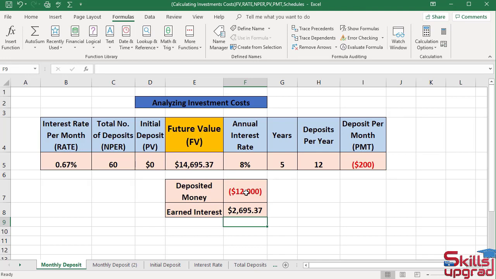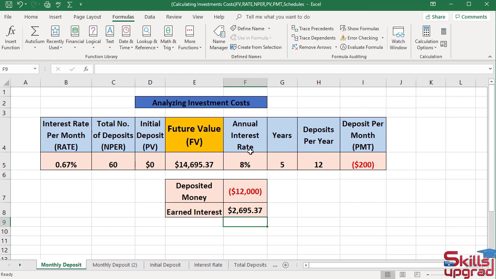So I have earned interest from the deposited money $2,695.37. The total amount in my saving account is $14,695.37. The font color of this value is red. It describes that this value is negative because I monthly deposit this amount in my saving account. This is called negative cash flow.